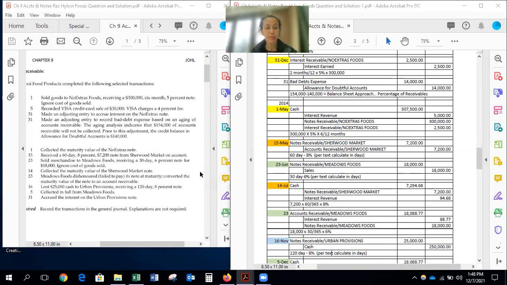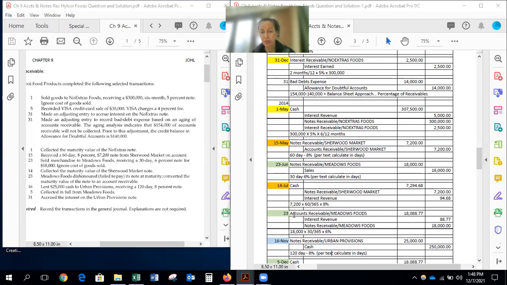So on June 23rd, in blue, the note in blue, we've got Meadow Foods. They received, here we are, a 30-day 6% note. Okay, 18,000. And you'll notice we're not calculating the interest on the day we receive the note, right? No interest is calculated until the note matures or until we cross a month end or year end. Okay, so we just record it here. Now that's on June 23rd. So on July 23rd, it says right here, Meadow Foods dishonored the note. They failed to pay. So we converted the note to accounts receivable.